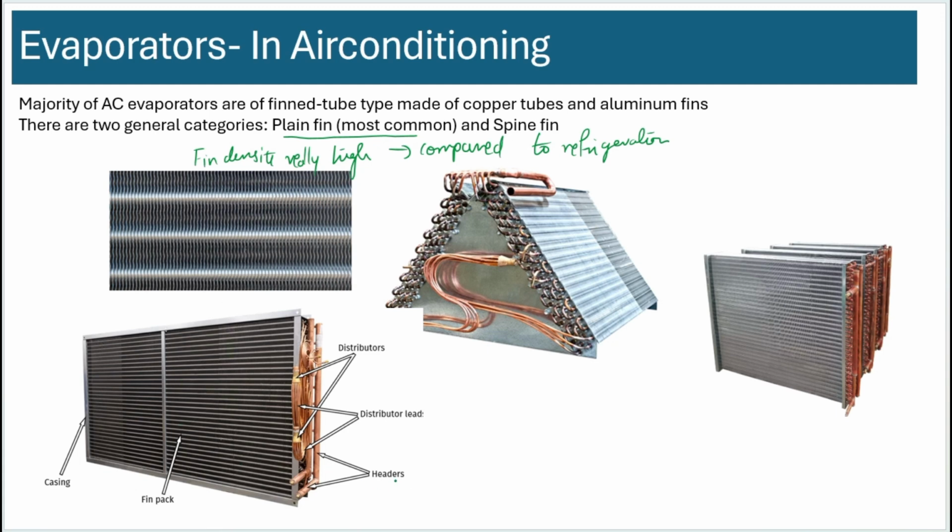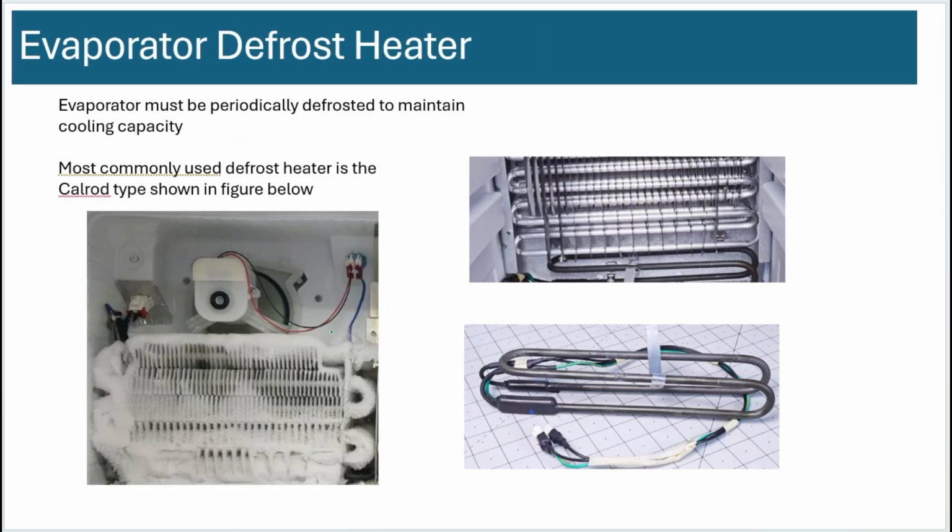Okay. Sometimes you have distributors where there are multiple circuits inside. Several. What that means is you have several inlets and several outlets. Okay. So you can see multiple inlets going to the evaporator. Anyway, so why is there a difference in fin density?